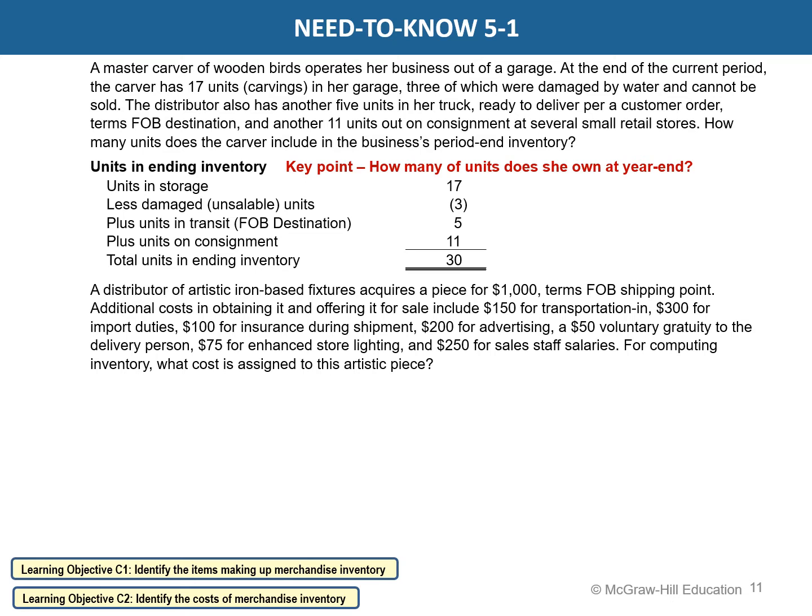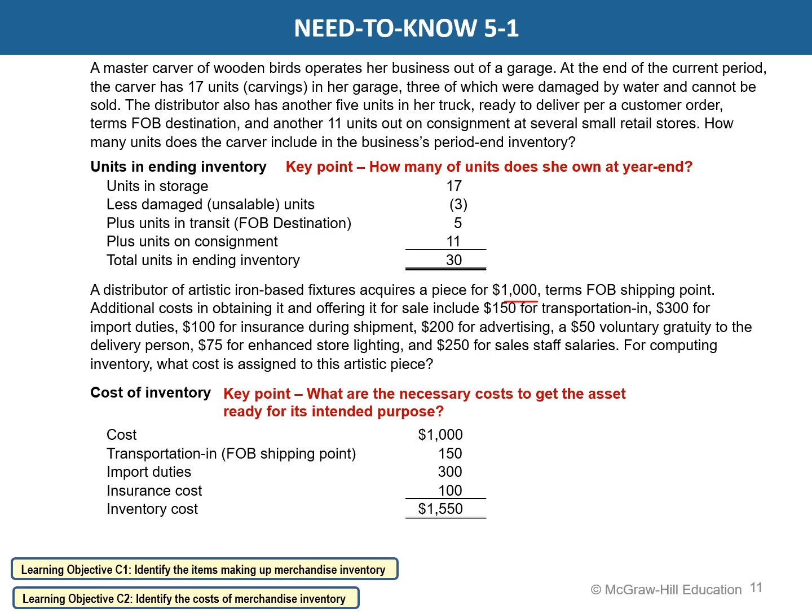So the acquisition is $1,000, so we include that, right? The transportation in of $150, we would include that as well. The $300 for import duties, we would include that. The insurance we would include as well. But the advertising, gratuity, store lighting, and sales staff, nope, not part of inventory. So we've got cost of $1,000, transportation in of $150, import $300, insurance $100, for a total inventory cost of $1,550.